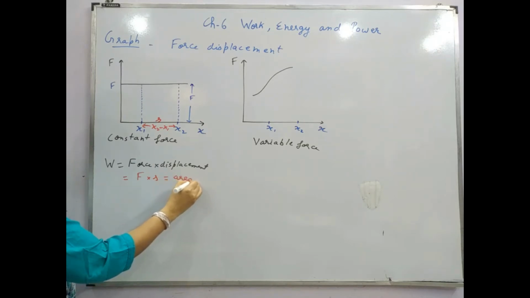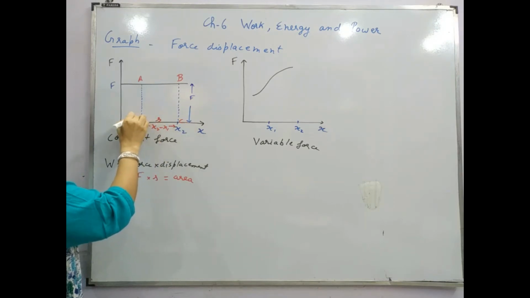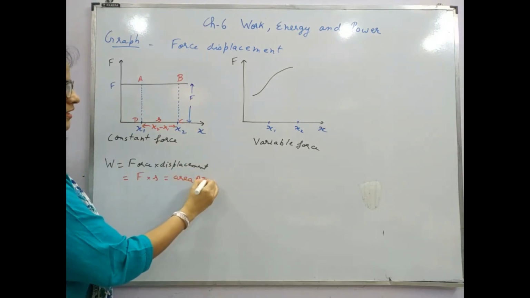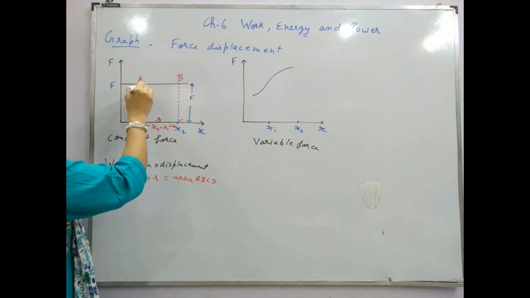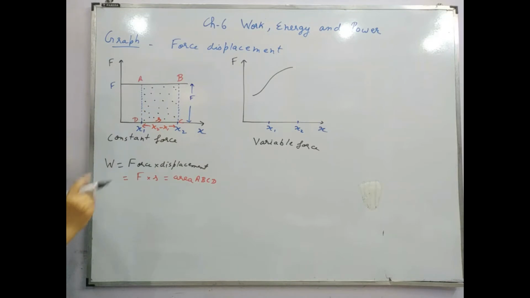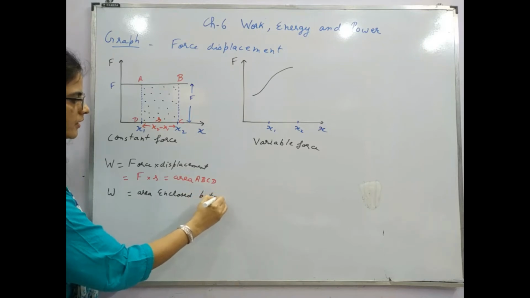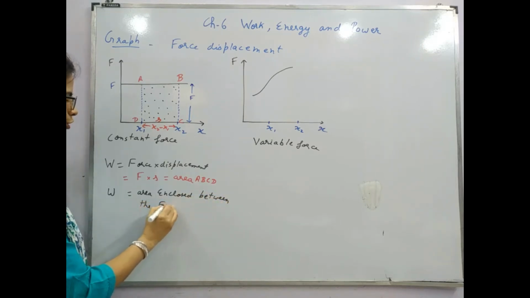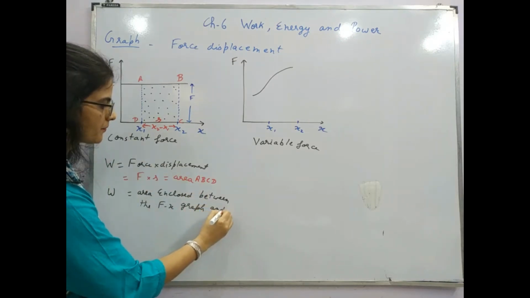This is the area of what part? A, B, C and D. This is area A, B, C, D. And this can also be written as the area enclosed between the force displacement graph and the displacement axis. So this is the area which we have calculated actually. So you can write, work is given by the area enclosed between the force displacement graph and displacement axis.